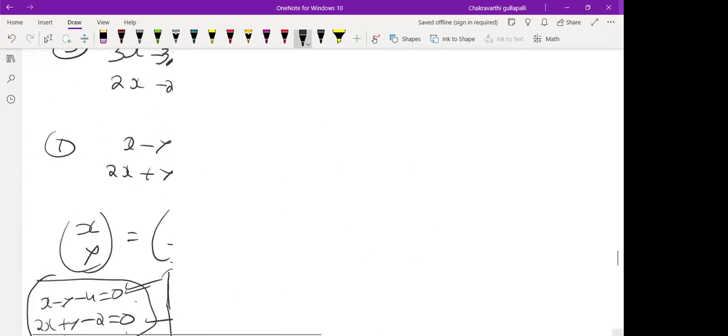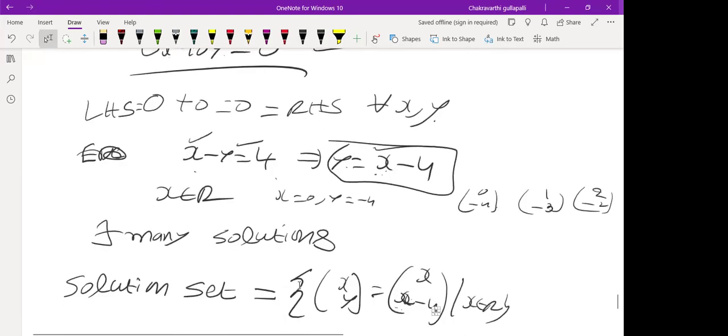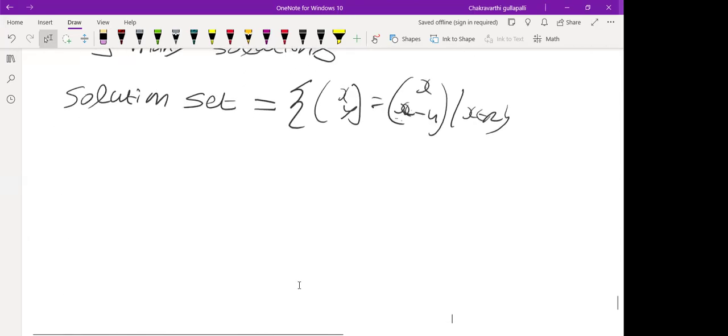So in the first case, we got only one solution. In the second case, we got no solutions. In the third case, we got many solutions. So how many types of solutions are there? What is meant by solution? The set of values the variables take, satisfying each and every equation in the linear system, is called a solution. The set of all possible solutions is called a solution set.